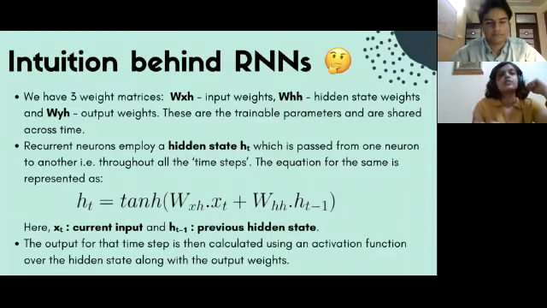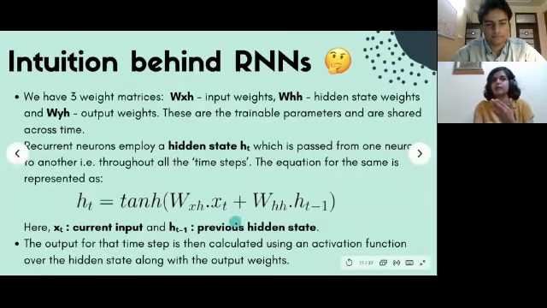Okay, so I'll just explain this again. So current input multiplied by the input weight matrix combined with, or added to, the previous time step's hidden state multiplied with the hidden state weight matrix, passed through a nonlinear activation function tanh. Okay, so next slide.